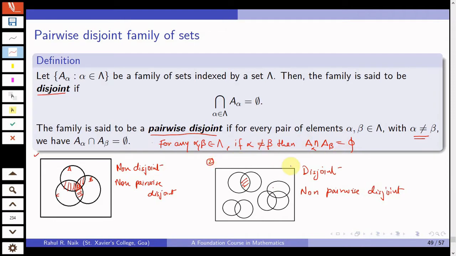We can take the negation of this statement. So if alpha is not equal to beta, but still the intersection is non-empty. Or in fact, if you want to show that they are pairwise disjoint, we can show that the contrapositive of this statement is true. That is, whenever A alpha intersection A beta is not empty, then we should have alpha is equal to beta. That's also the definition of pairwise disjoint. So there are different ways of expressing the same statement in mathematics. So we will see some examples of this disjoint and pairwise disjoint family of sets.